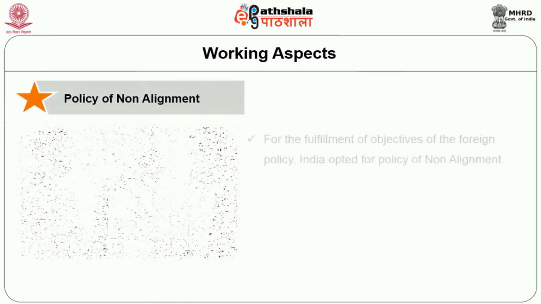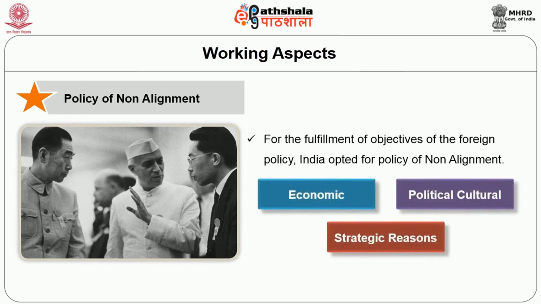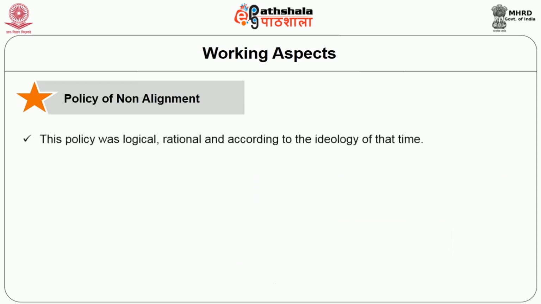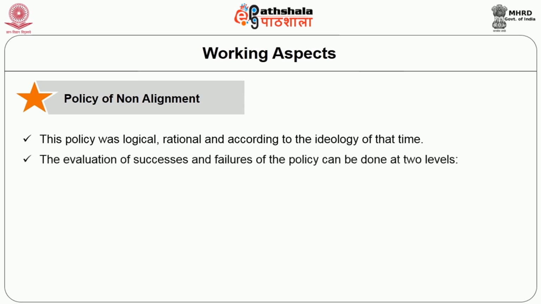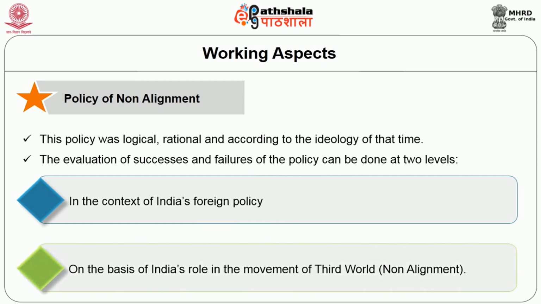Policy of non-alignment. For the fulfillment of objectives of the foreign policy, India opted for the policy of non-alignment. This policy was adopted due to many economic, political, cultural and strategic reasons. India had to adopt this policy due to internal policies and the international environment. This policy was logical, rational, and according to the ideology of that time. The evaluation of successes and failures of the policy can be done at 2 levels: 1. In the context of India's foreign policy, and 2. On the basis of India's role in the Third World movement of non-alignment.